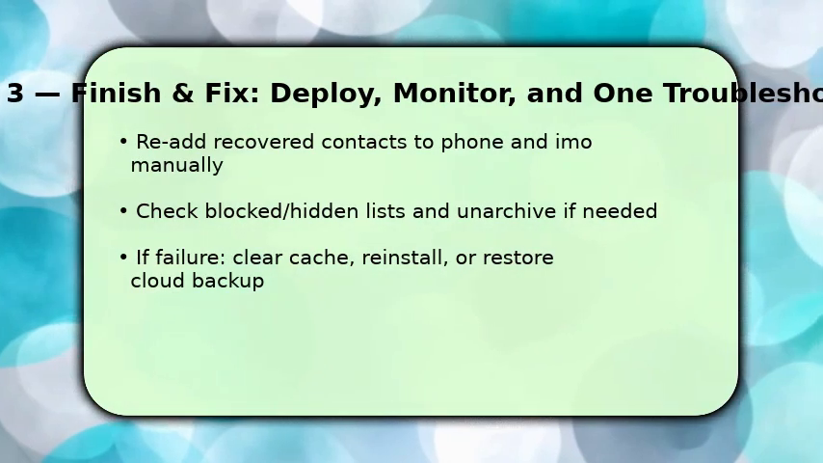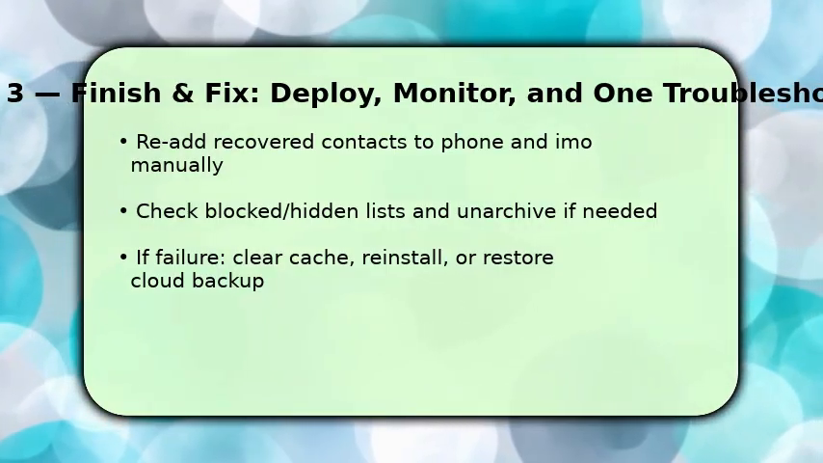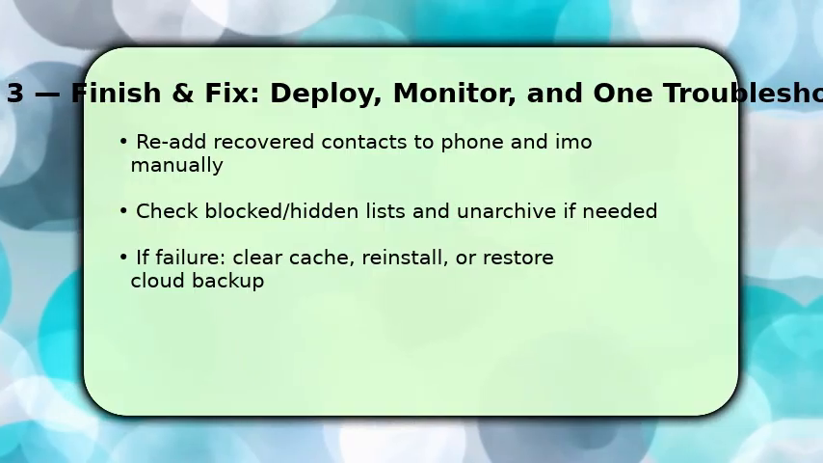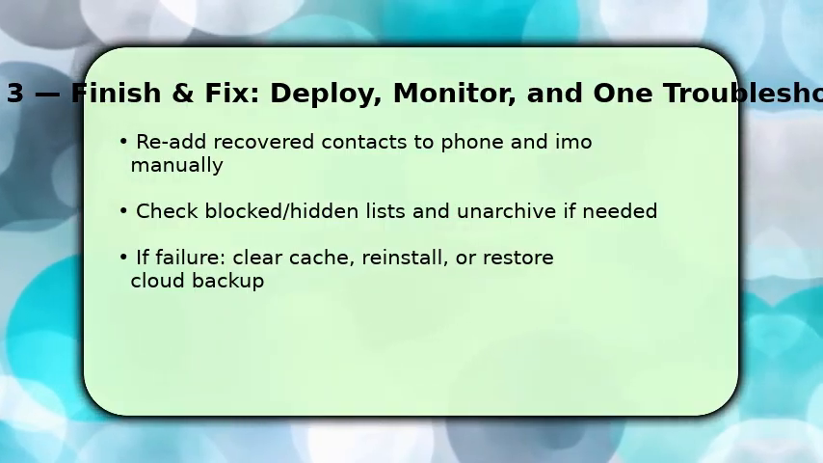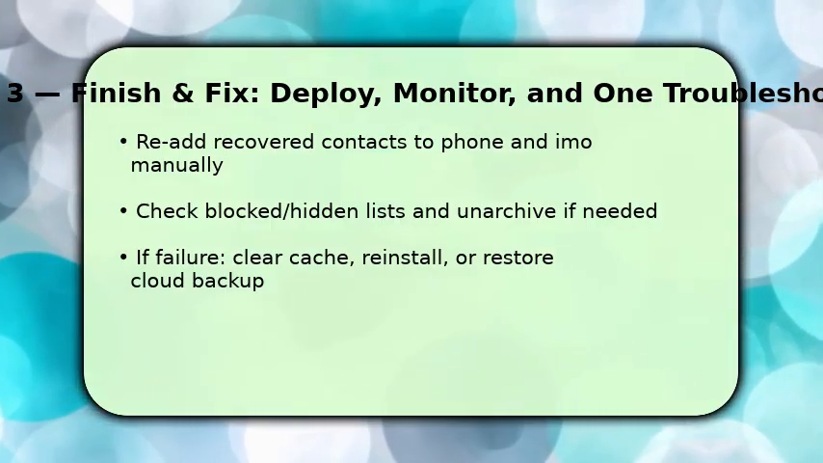Finally, re-add any recovered contacts back to your phone so IMO keeps them long-term. You can import vCards or accept restored entries. Make sure to check blocked and hidden lists and unarchive contacts, otherwise they won't appear in chats.